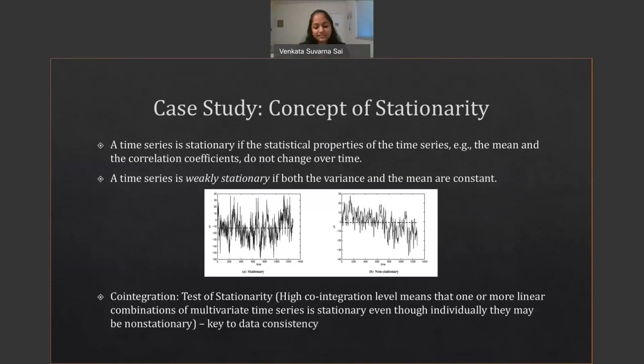And for multivariate time series, cointegration values can be used to test stationarity. High cointegration level means that one or more linear combinations of multivariate time series is stationary, even though individually they may not be stationary. And so if time series are cointegrated, they cannot move very far away from each other. And this is a key to data consistency.